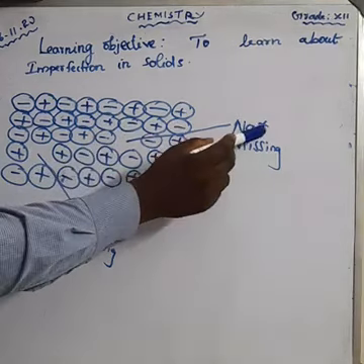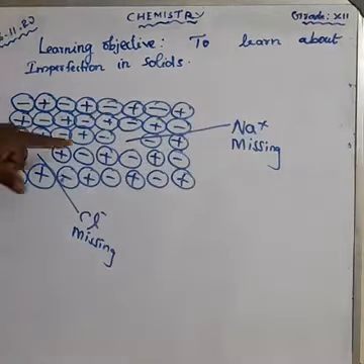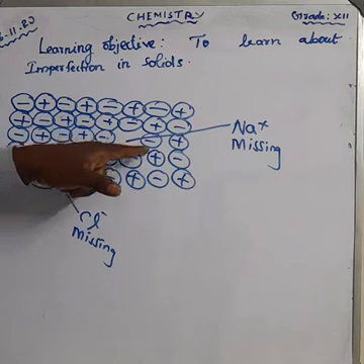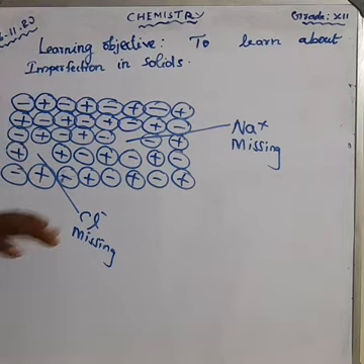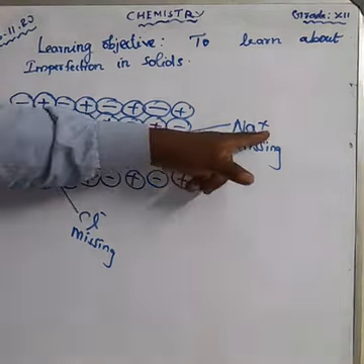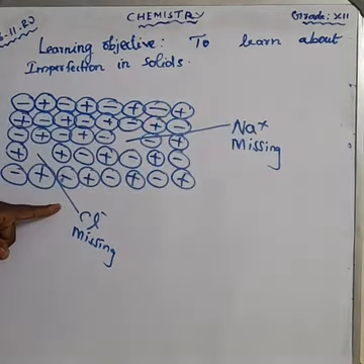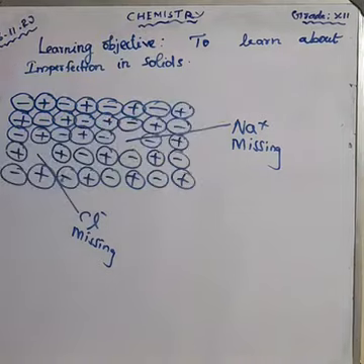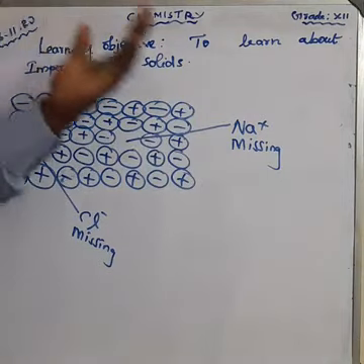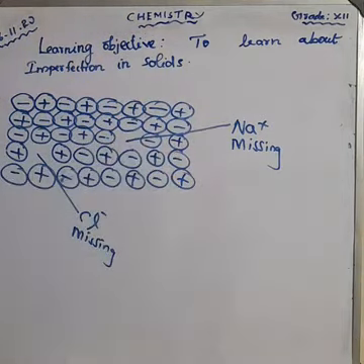Here one sodium ion, Na plus, is missing. Here a chloride ion is missing. Both of them are missing: one of the positive ions and one of the negative ions. Am I right? One of the anions and one of the cations are missing.